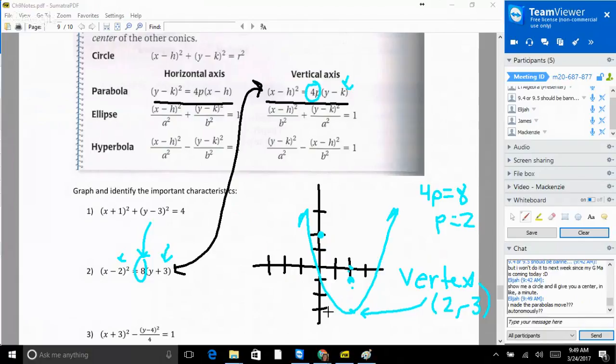You made the parabolas move. I don't know, did you? All right, if math is cool, I'm all for it. I am with you. Math is cool.